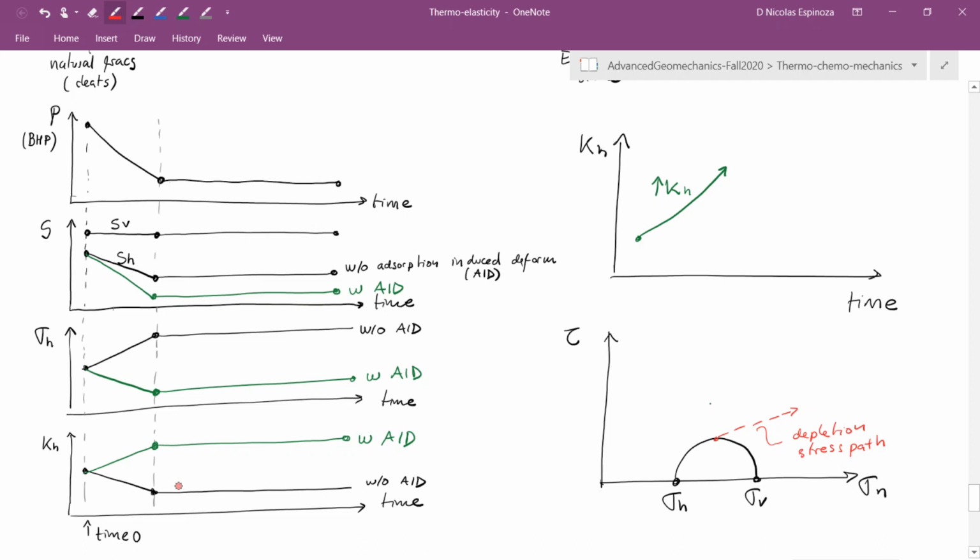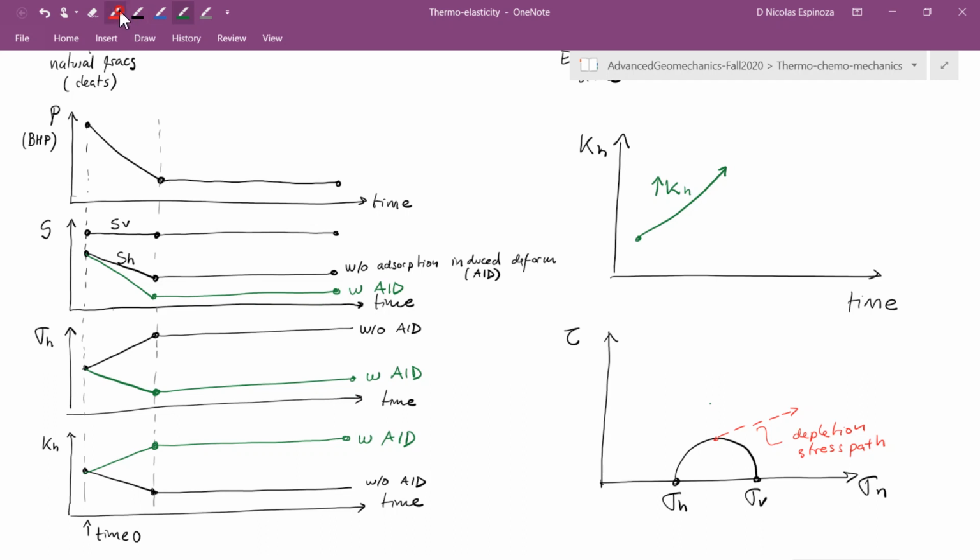But now let's consider what happened in this case. In this case, my effective horizontal stress is not increasing, it's decreasing. And not only that, but my effective vertical stress is increasing because I'm lowering the pore pressure. The shrinkage of the matrix is not changing the effective vertical stress. The effective vertical stress is going to be the same that you expect with the depletion path.